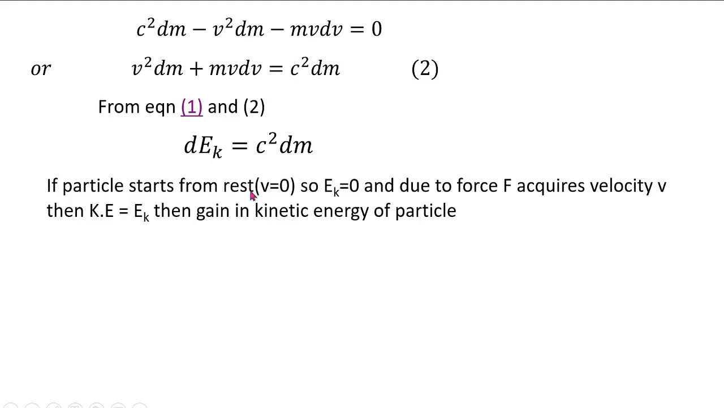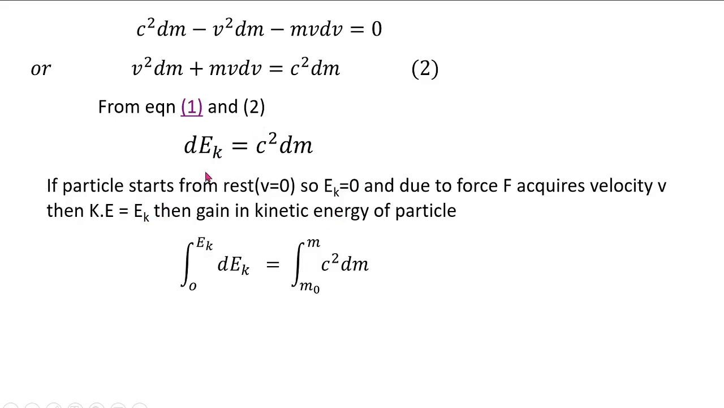If the particle starts from rest, then initially its velocity is 0. Then the kinetic energy is 0. When the force F is applied, it acquires velocity v. Then its kinetic energy becomes Ek. This is the final kinetic energy, Ek. Then the gain in kinetic energy is from 0 to Ek.